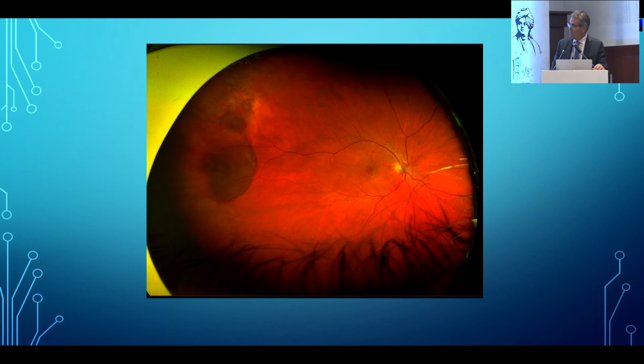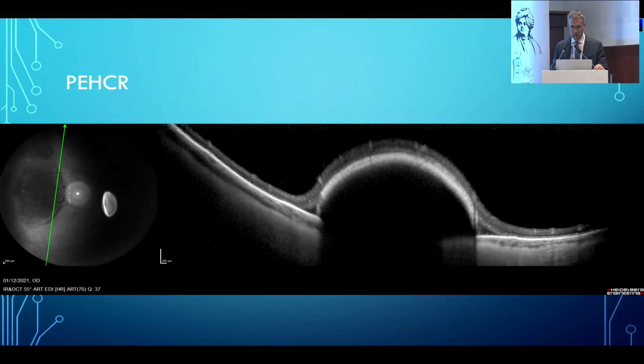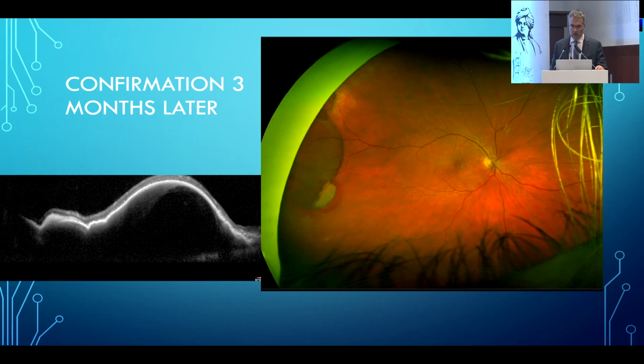Another lump in the peripheral retina. So when we OCT through this one, we can see a large pigment epithelial detachment. And this makes you think not a tumor, but peripheral exudative hemorrhagic chorioretinopathy. And then you can confirm that on both OCT and photography because you can see that it's starting to go down 3 months later.